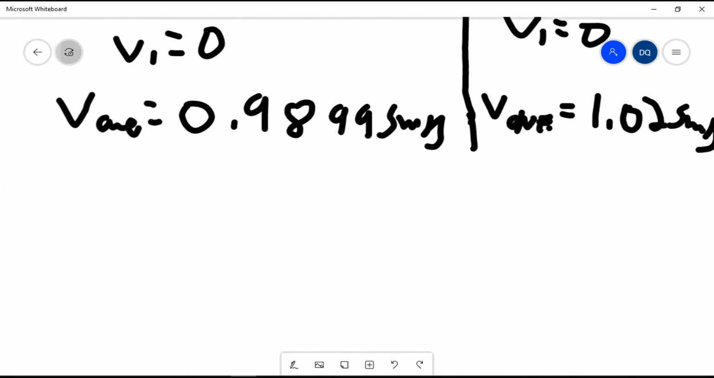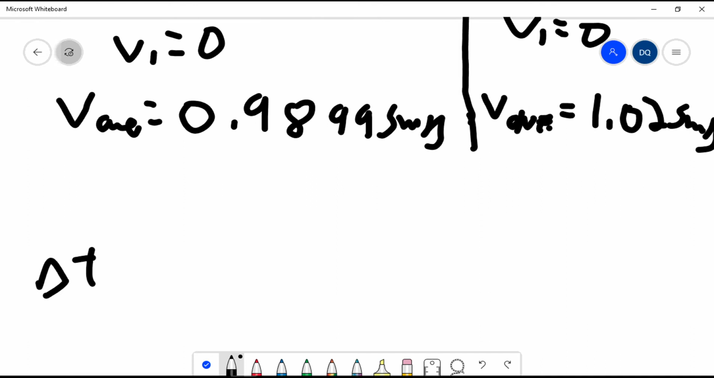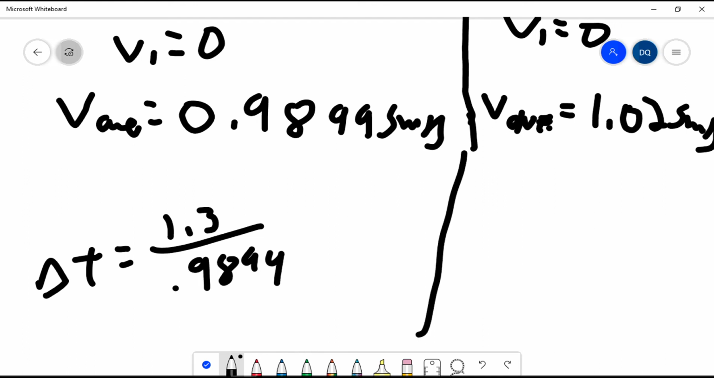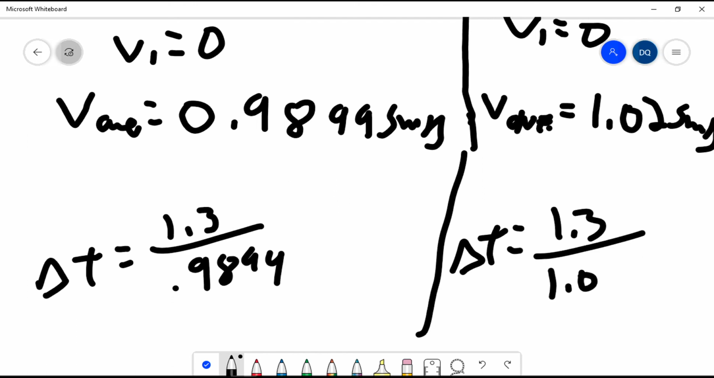So when we race them both that distance of 1.3 meters, our delta t is going to be our distance divided by our speed. And because this motion's in a straight line, I can divide by the velocity. So it is 1.3 over 0.9899 for the puck. And delta t is 1.3 divided by 1.025 for the ball.